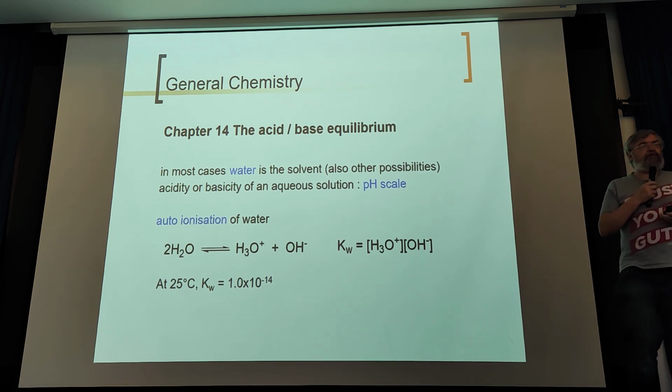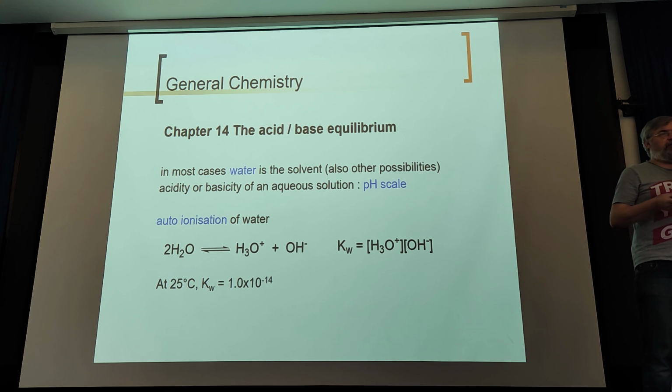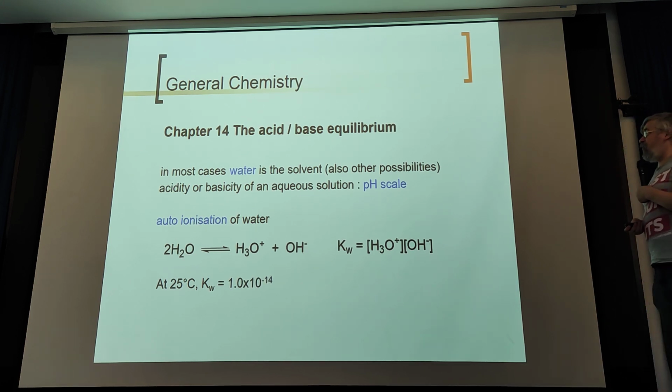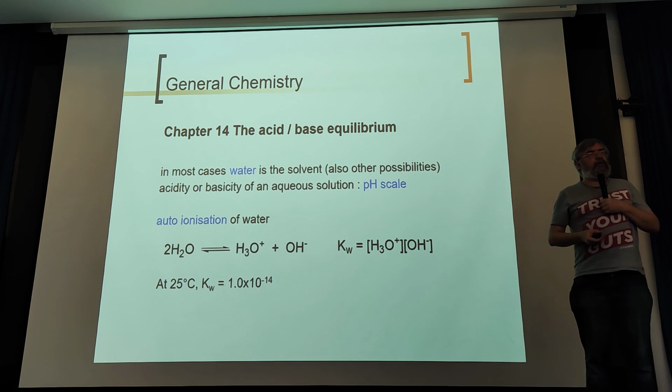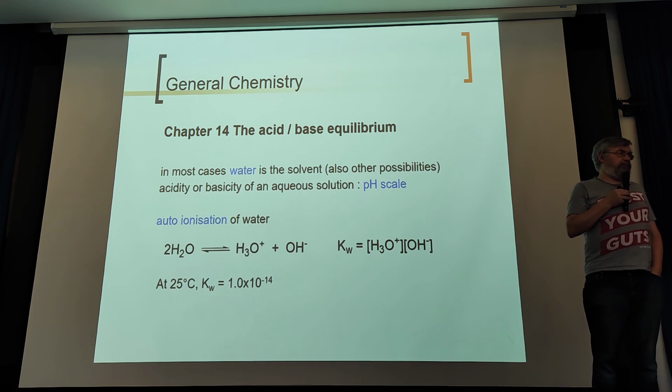Okay, so we move to a different chapter, chapter 14, on which the focus is now on acid-base equilibrium. So other than in the previous chapter, we now are not operating in the gas phase. All the reactions are in the liquid phase, and I think we can even generalize that the reactions are in water. And in such a medium, we actually are used to express the acidity as a so-called pH scale.